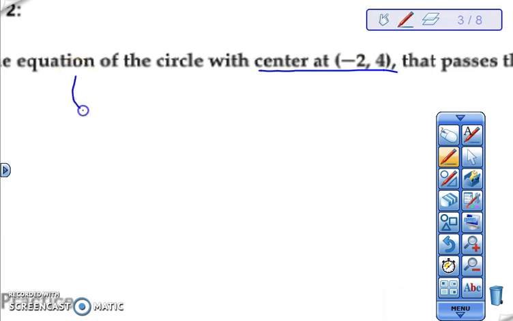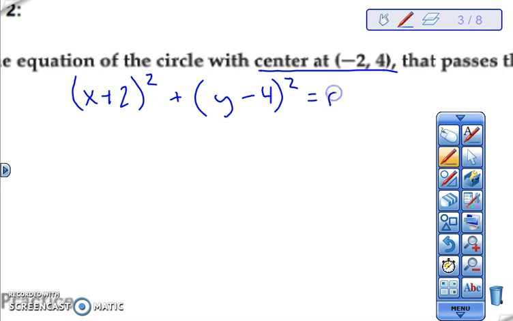Alright, so for this next example, I notice I'm given the center, but not the radius. So I'm going to start by just plugging in what I have. So if h is a negative 2, that's going to be (x + 2)². k is 4, so that's my (y − 4)², and I don't yet know the radius, so I'm going to leave it as r².